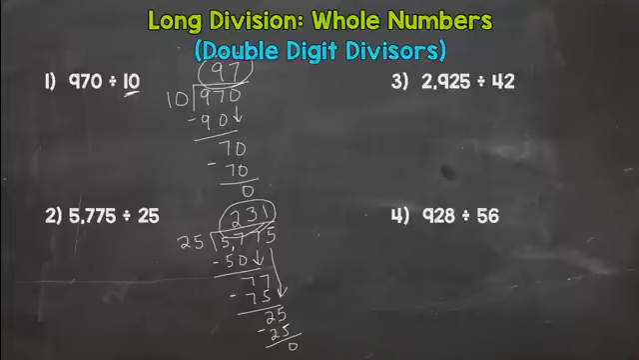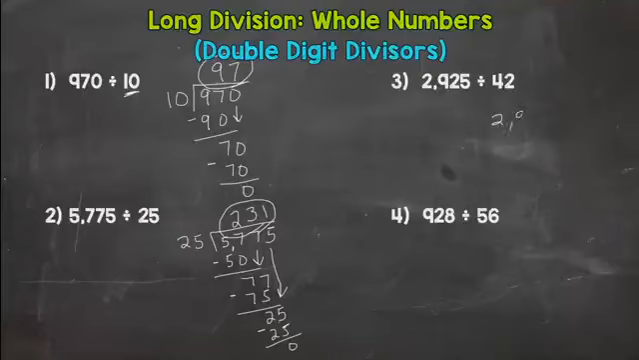Now number 1 and number 2, we had a 10 and a 25. Those are pretty easy double digit divisors to work with because you can do a lot of mental math with those. In number 3 and 4, the numbers aren't so nice to work with, so they're going to take a little extra work. So let's check out number 3 here.